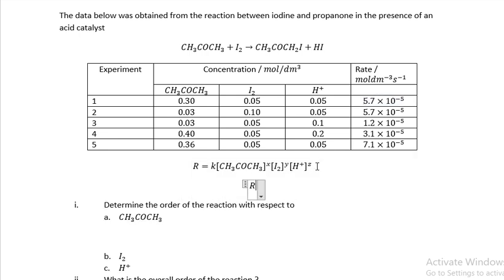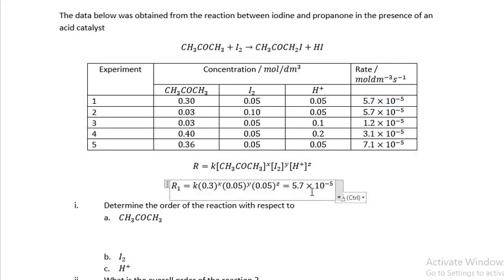So we have rate 1 is equal to our rate constant K times the concentration of the first reactant, it is 0.3, we raise it to the power X. What is the concentration of the second reactant? 0.05. We raise it to the power Y. What about the third reactant? 0.05. We raise it to the power Z. But what is the value of rate 1? Rate 1 is given by 5.7 times 10 raised to the power -5, so I can call this equation 1.